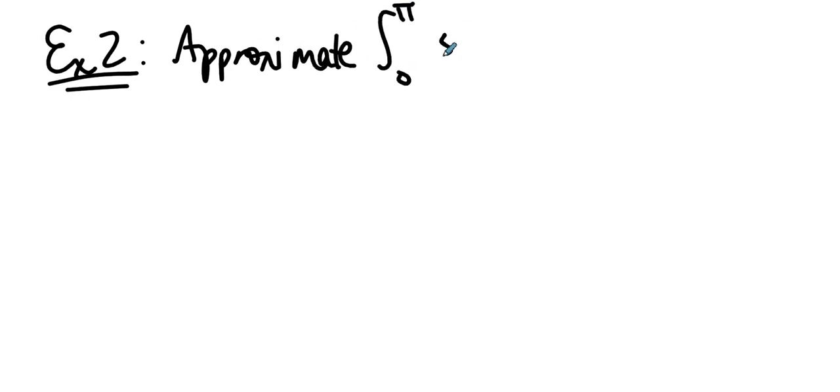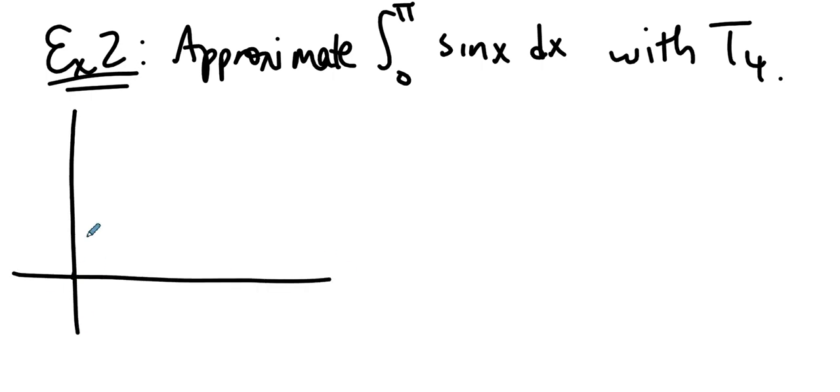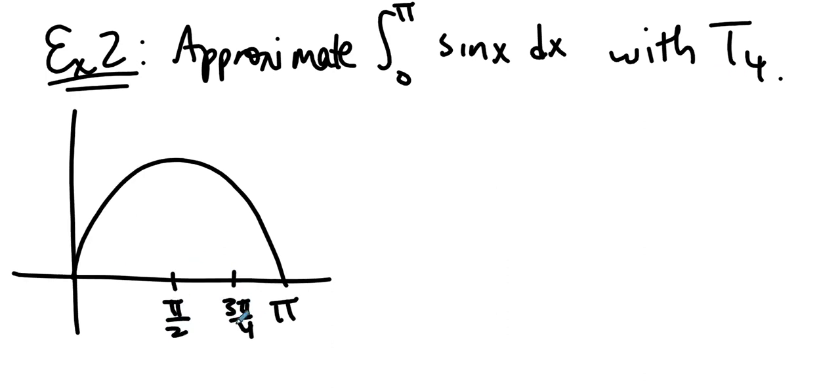Integral from 0 to pi of sine x dx with a trapezoidal approximation for 4 subintervals. So 0 to pi looks like this. We want 4 subintervals, so we split this up into 4 little subintervals. We want the trapezoidal approximation with 4 subintervals.